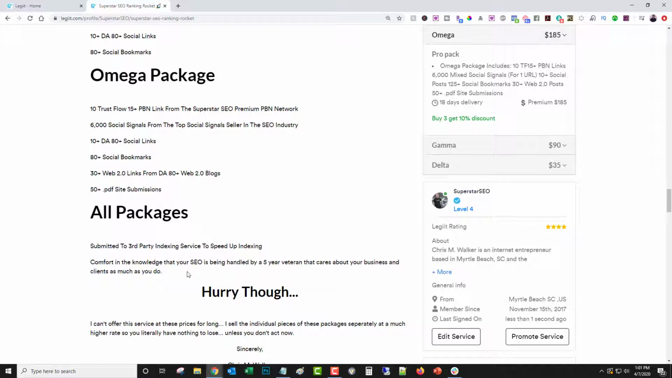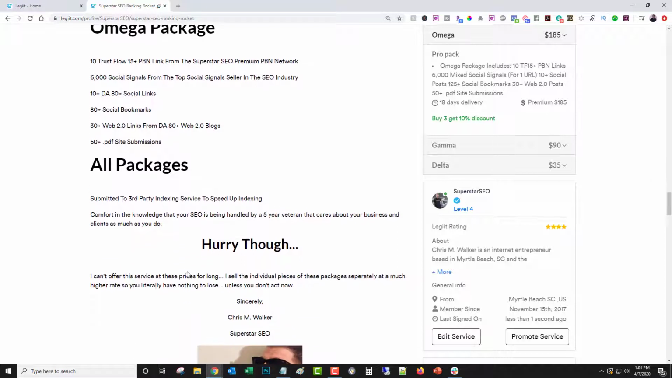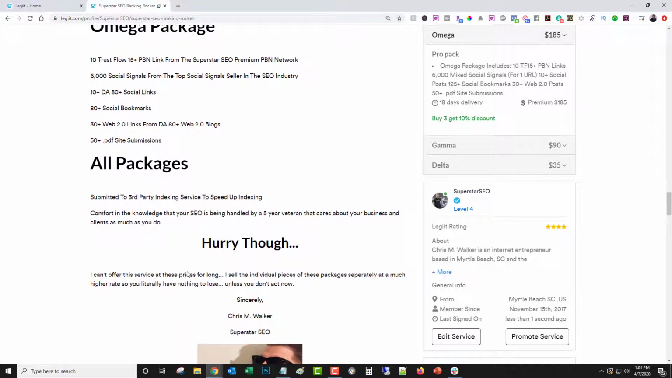Comfort in the knowledge that your SEO is being handled by a 5-year veteran that cares about your business and clients as much as you do. So again, I'm establishing my authority and building trust with them. Hurry though, that's more scarcity. I can't offer this service at these prices for long. Again, that's totally true, but don't put stuff like that if it's not true.